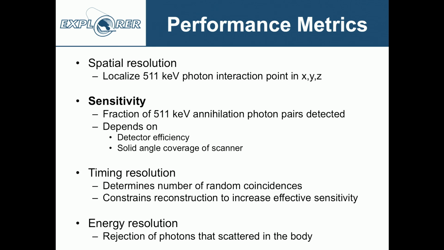Which really brings me on to the main topic of today's talk, which is that we also need to have very high sensitivity. And so I'm defining sensitivity here as the fraction of the emitted 511 keV annihilation photon pairs that get detected. And it depends primarily on two factors, one being the efficiency of the detectors, what fraction of the annihilation photons that pass through the detectors are actually absorbed and converted and detected. And then also, because of course the radiation is being emitted isotropically, the solid angle coverage of the scanner. How much of the solid angle around the patient are we covering?